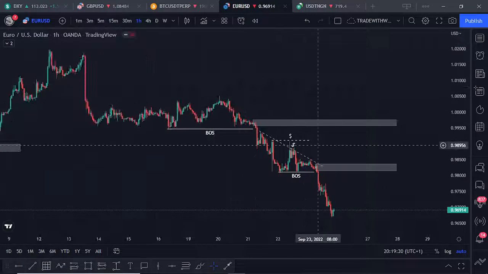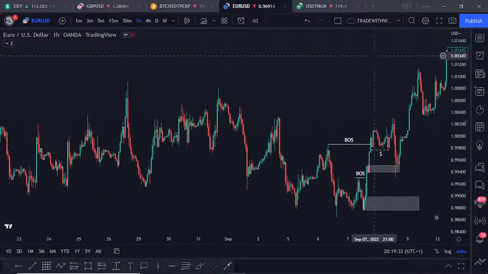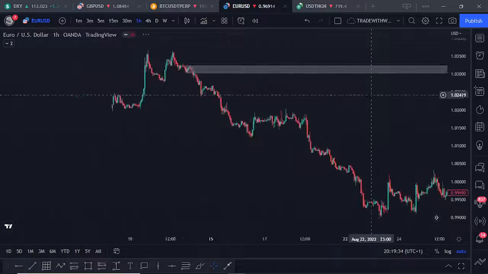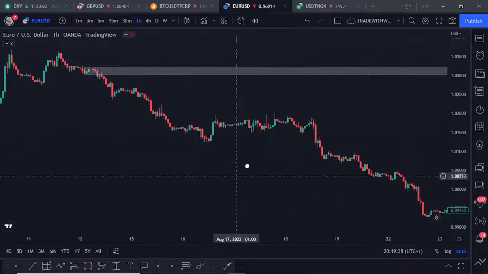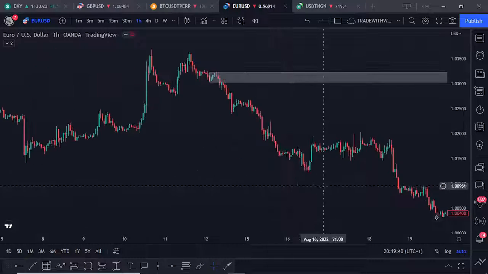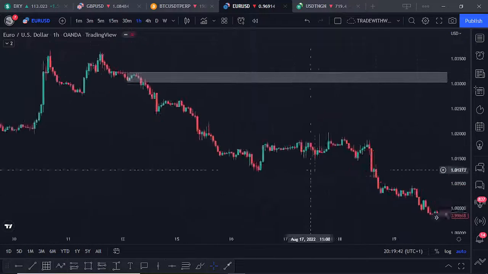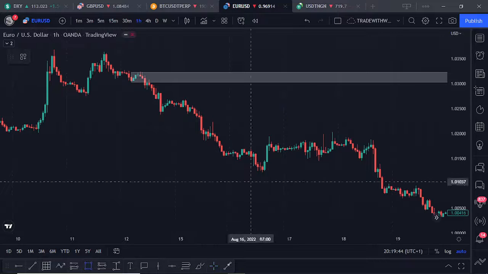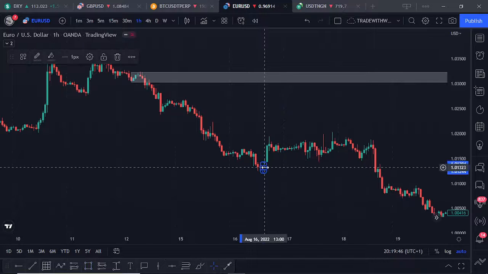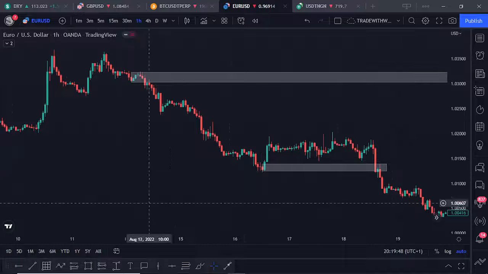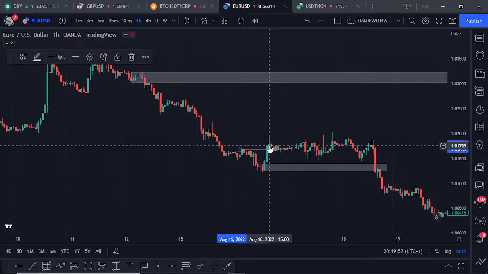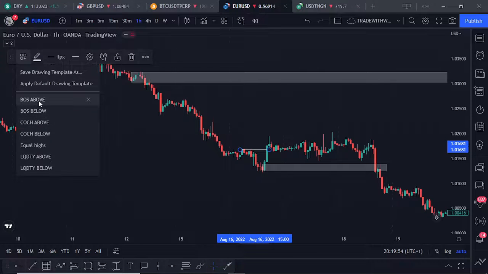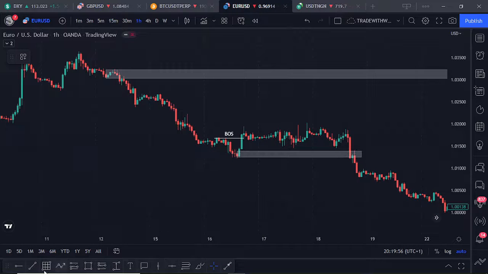Same thing here also, you can see. So let's just go back in time a little bit. Now let's look at what happened here. Some people might say this is a demand zone, right? But why did it not work out? Because we had the break of structure. There's liquidity inside.